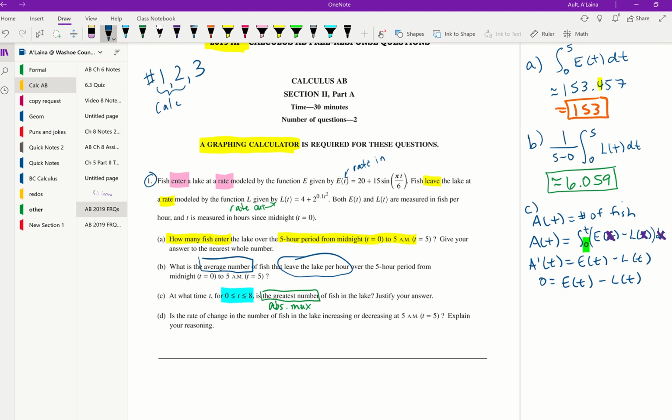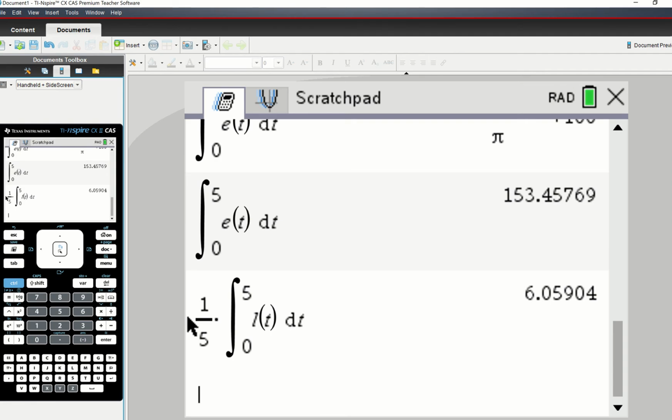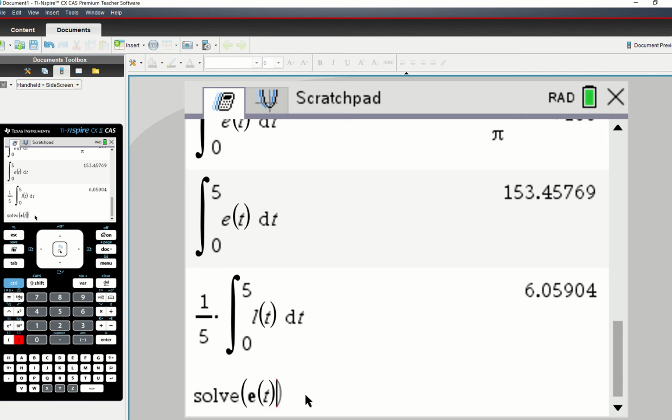Now, I can find this a couple different ways, but I would need to use my calculator regardless of the number of ways I do this. So I'm going to go ahead and take a moment to move to the calculator, and I'm going to use the solve function. Remember, on the solve function, you actually want to type out solve, and then parentheses. I'm going to do E of t minus L of t equals 0. Now, certainly you could move L of t over, but then you have to do comma t.